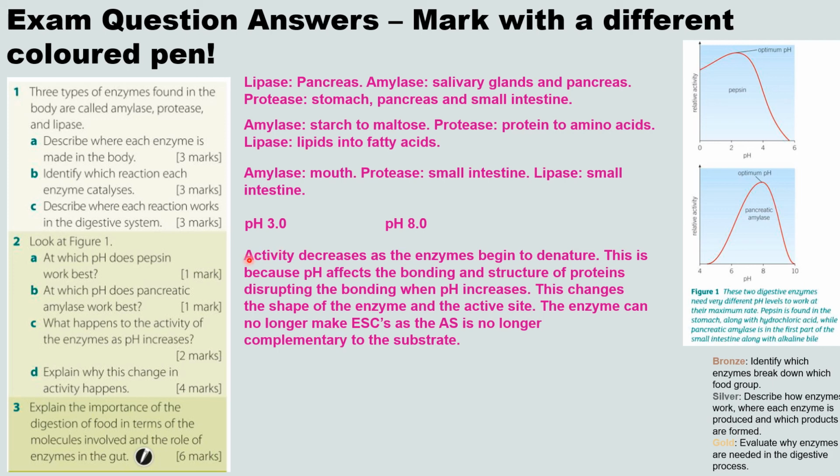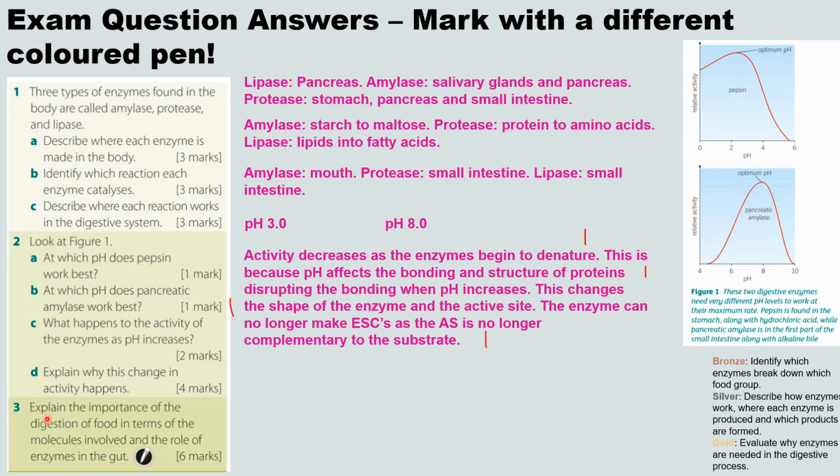So you need to say activity decreases, so that is 1 mark here. And it begins to denature. This is because pH affects the bonding and structures, so that is another mark there. This changes the shape of the enzyme and the active site, that's another mark. And that's the last mark there. So the enzyme will no longer make enzyme substrate complexes, and the active site is no longer complementary to the substrate.